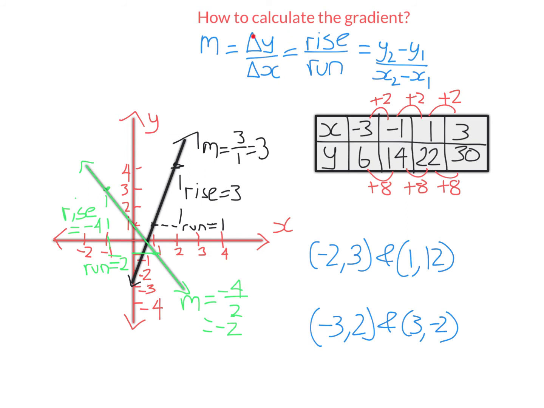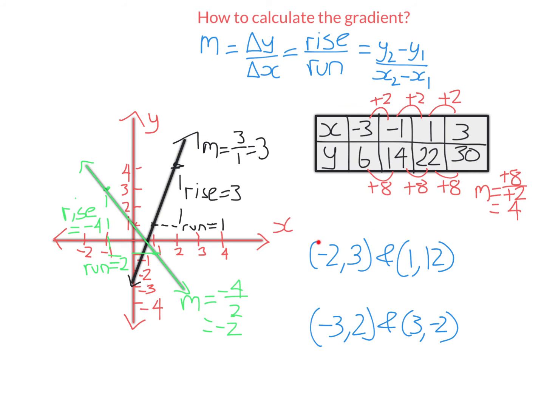So this is the formula we're going to use. The gradient here is the change in y, so each time we're adding 8 to y, divided by the change in x. And +8 divided by +2 is 4. The gradient here is 4. That means if x were to go up by just 1, y would go up by 4.